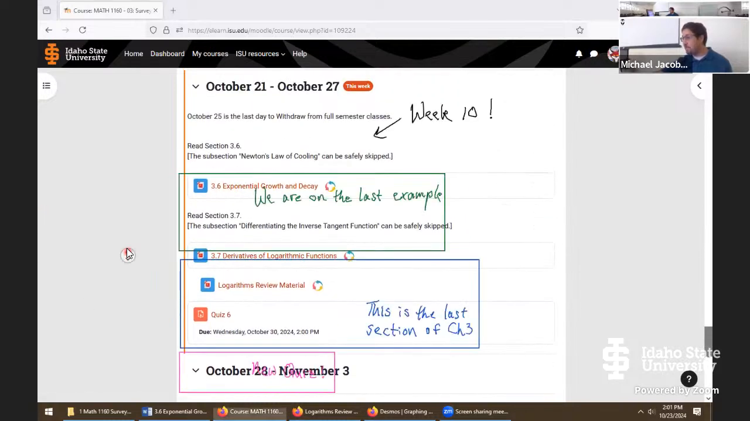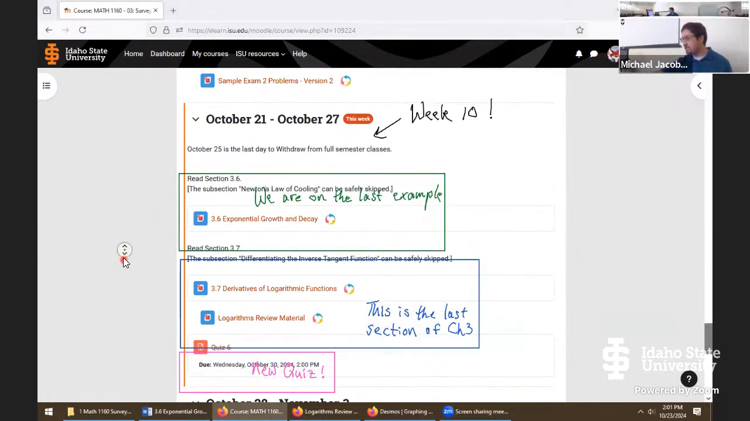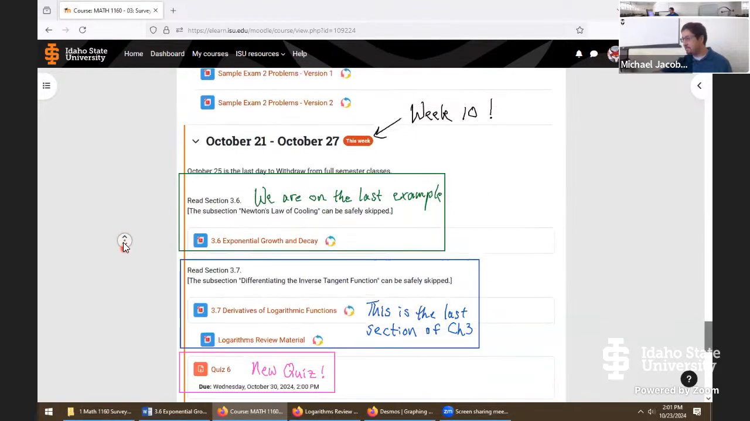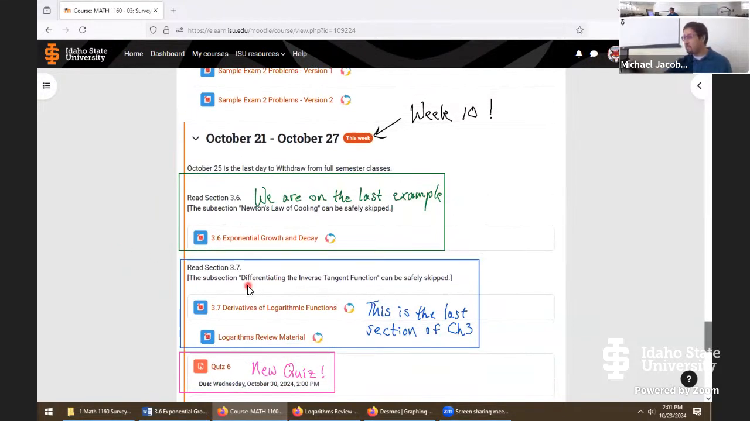In fact, once we finish off section 3.7, we're done with chapter 3. We're going to move into chapter 4 to look at a couple applications of the derivative, and then we'll be moving into integration. So that's where we're at and where we're going so far. Any questions at the moment, folks, before we get started?